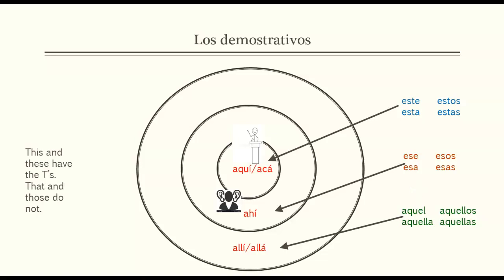Okay. Now, to distinguish between este and ese, or esta and esa, etc., there's this little phrase in Spanish: this and these have the T's. That and those do not. So if you notice, the forms for this and these all have the T's. Este, esta, estos, estas. But that and those, ese, esa, esos, esas, as well as aquel, aquella, aquellos, aquellas, do not have the T's. So hopefully that will help you distinguish, particularly between este and ese.